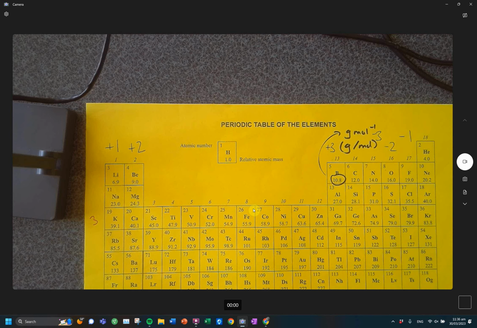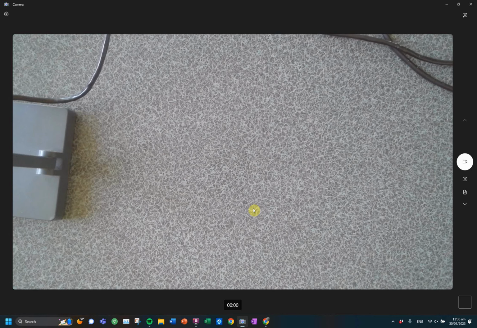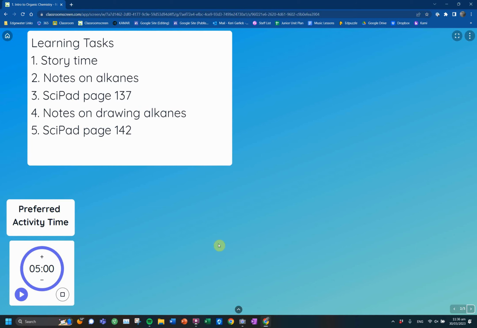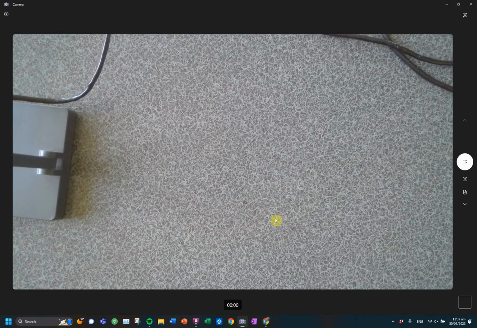Are we good so far? All right. So all of our chemistry is going to be focused around carbon and what it can do. So let me just check my to-do list of stuff we were going to talk about today. Notes on alkanes, and then you guys have a SciPy page to do. Right. So let's talk about what organic chemistry is. All right. So here are some notes for you guys.